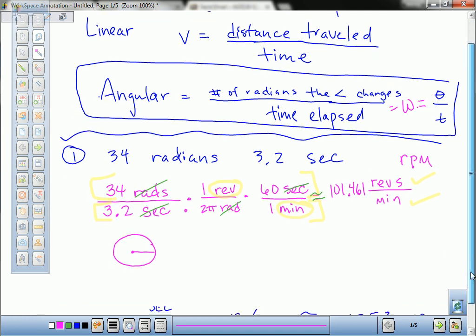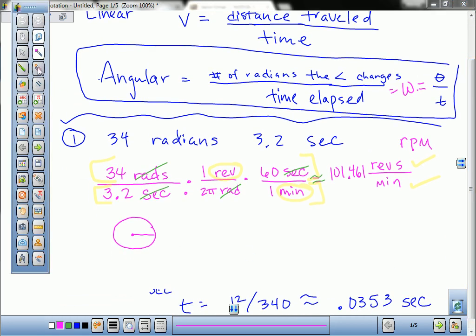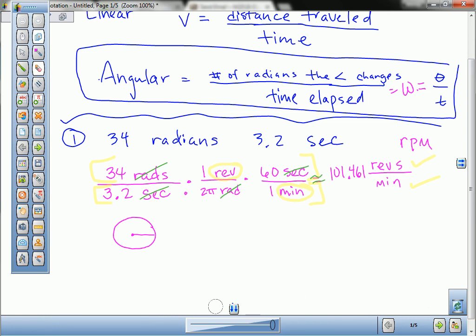Okay, so any questions about number 1? All right, so let's talk about what that means. What does that mean about this wheel? It means that it turns 101 however many times in a minute. That's exactly what it means. It means that this wheel would do 101 plus a little decimal complete revolutions in 1 minute.